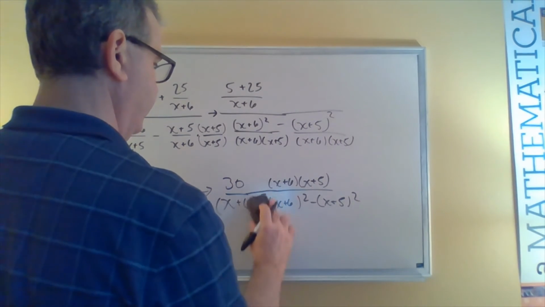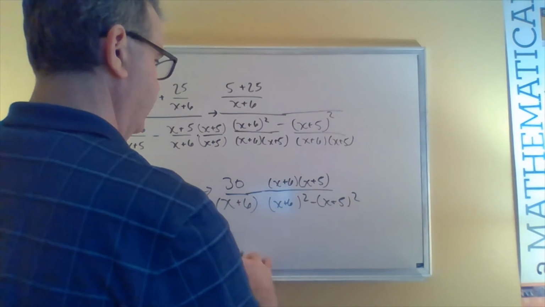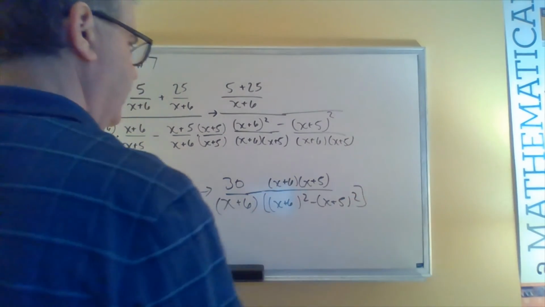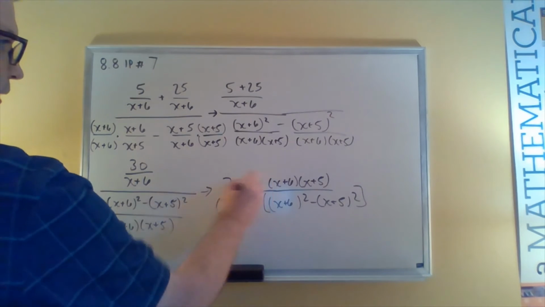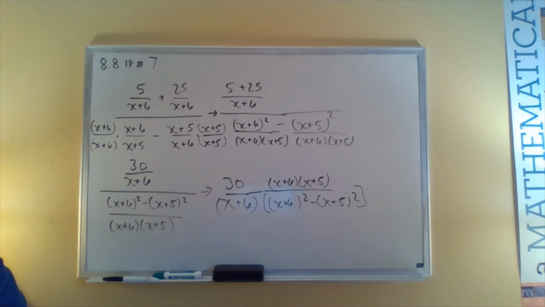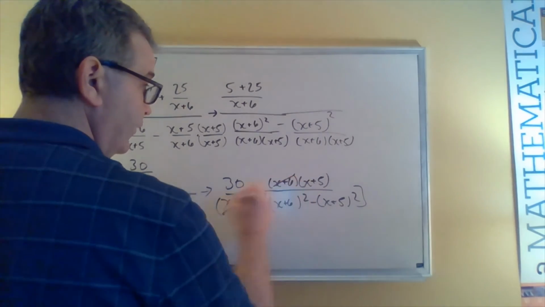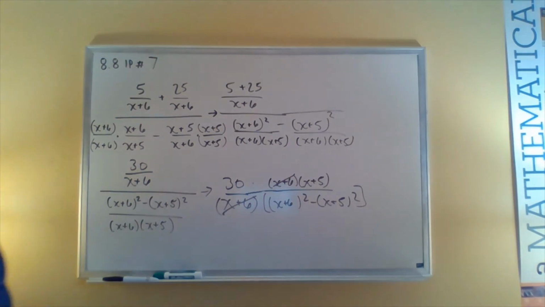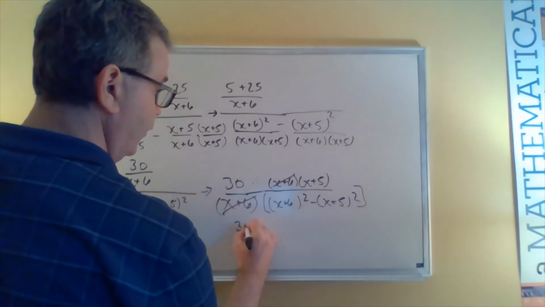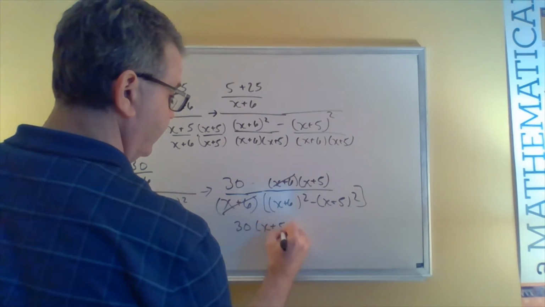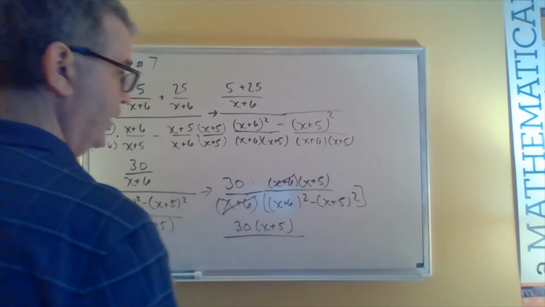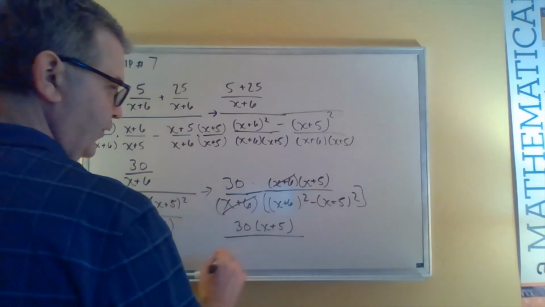Okay, so if I'm multiplying 30 times (x+6) times (x+5), that's good. Down here I can cross out this factor of (x+6). I'll be left on the top with 30 times (x+5). That'll all be over... I'm going to go ahead and FOIL these out while I'm going here.